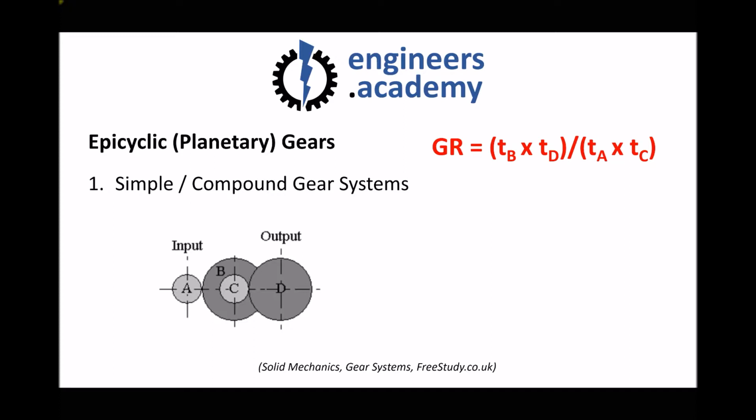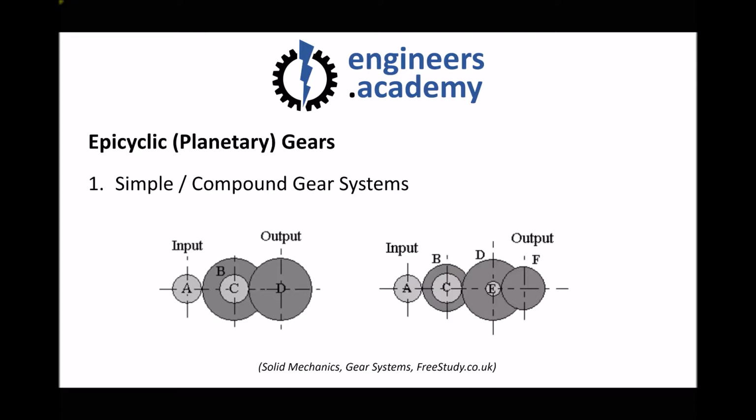We can look at another example, this time with two compound gears, BC and DE. And here we can see that our driven gears are B, D and F, and our drivers, shown in the lighter grey, are A, C and E. The drivers drive the driven. Our formula still holds true, the product of the driven gears over the product of the driver gears. So on the top we have TB times TD times TF, and on the bottom we have TA times TC times TE.